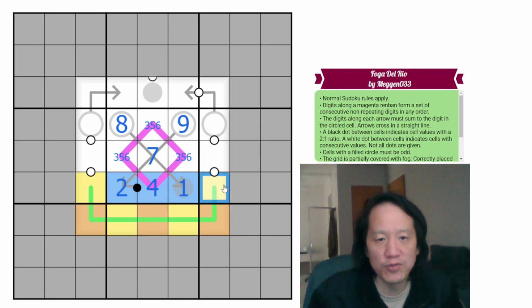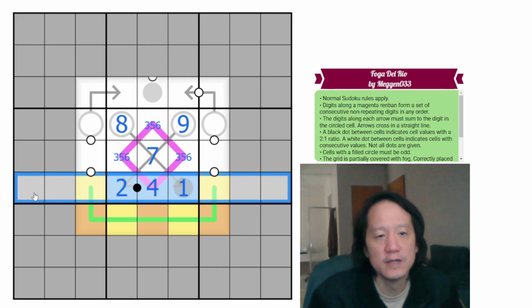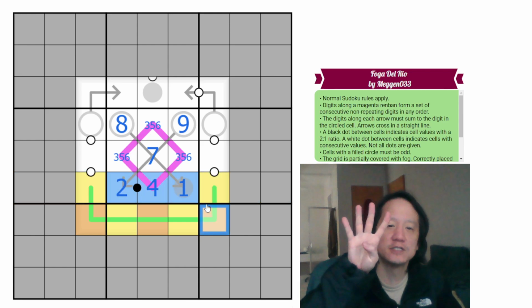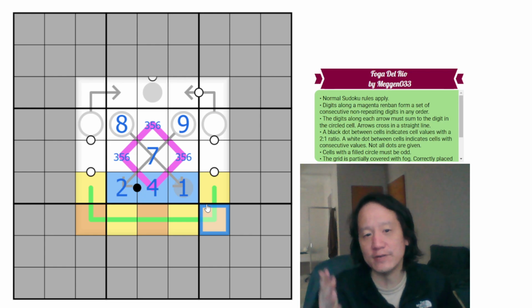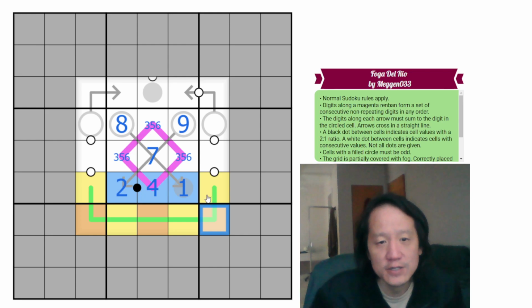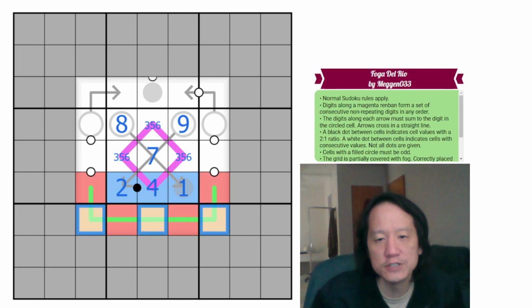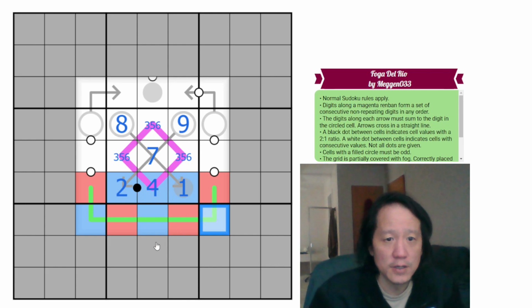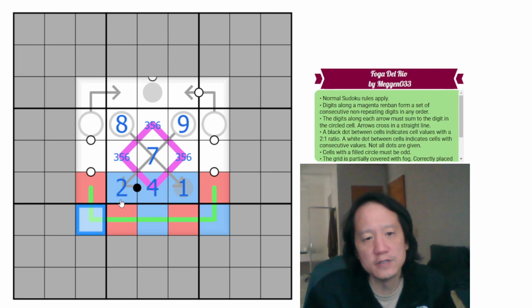Well, if these were both low, the problem is you would have 5 lows in row 6 then. And you only have 4 digits. So that's not allowed. How do you fill 5 cells with 4 digits? You can't. So we know the yellows have to be the highs, and the oranges have to be the lows. So this is 1 through 4. This is 1 through 4.